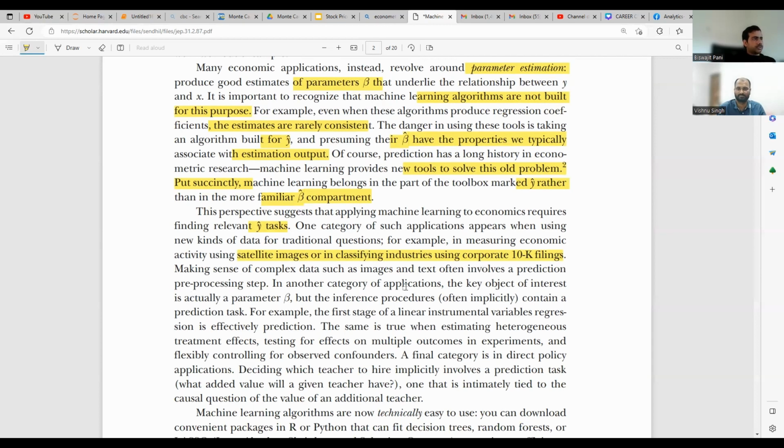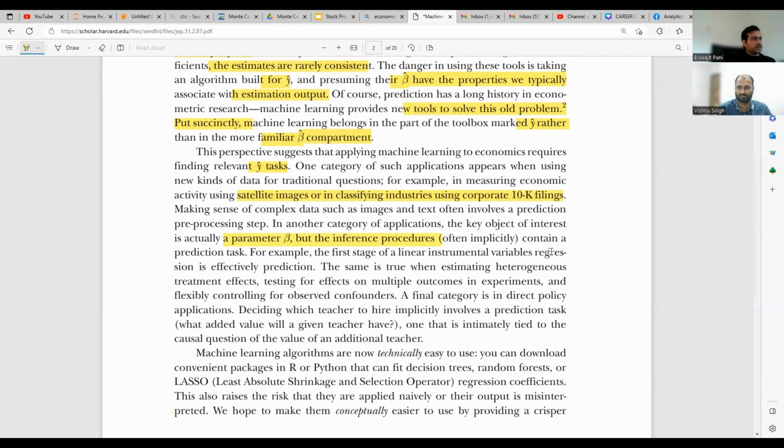In another category of application, the key objective of interest is actually parameter beta, but the inference procedures contain a prediction task. For example, the first stage of linear instrumental variable regression is effectively prediction. The same is true when estimating heterogeneous treatment effects, testing for effects on multiple outcomes of experiments, and so on.